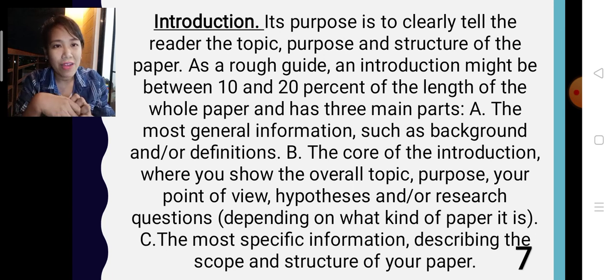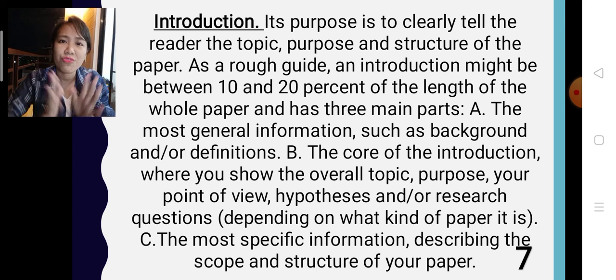Then, as a rough guide, an introduction might be between 10 and 20% of the length of the whole paper and has three main parts. So, what are those three main parts? First is the most general information, such as background or definition. So, if your title would be the COVID-19, so you have to gather data or the background, ano ba itong COVID-19 na to? Or ano ba ang definitions nito, ganyan.